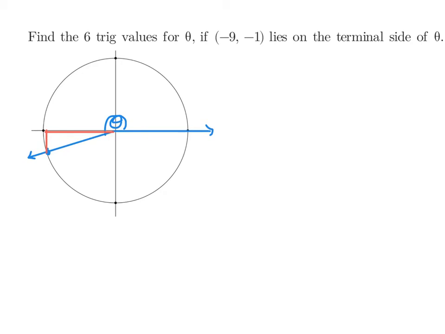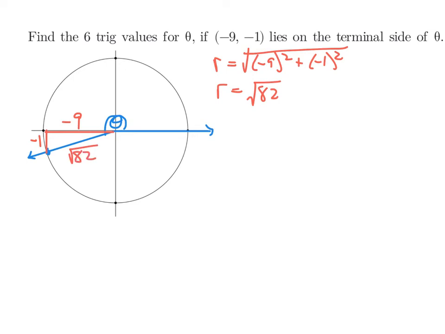Since we were talking about the point negative 9, negative 1, those are going to be the lengths of the base and height of the triangle. Next, we need to find out what the radius is. And the radius is the square root of negative 9 squared plus negative 1 squared. 81 plus 1 is 82. So r is going to be the square root of 82.